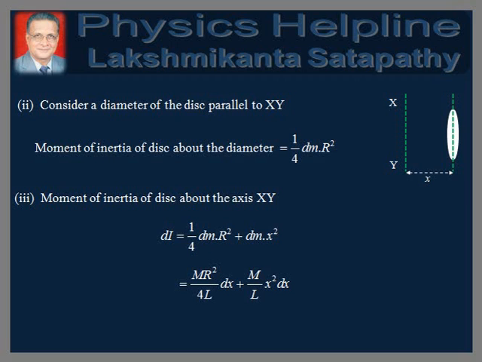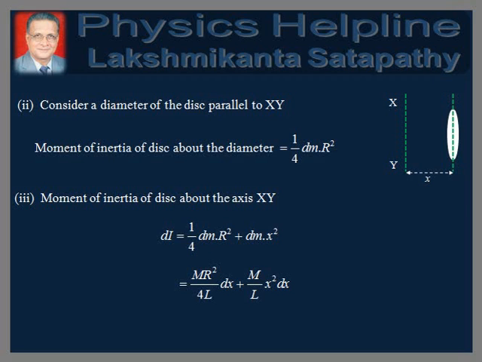In the second step, we consider a diameter of the disc which is parallel to the given axis. It may be noted that in the figure, the plane of the disc is perpendicular to the plane of the figure. Now, let us recall that the moment of inertia of a disc of mass m and radius r about its diameter is equal to 1 by 4 mr square. Therefore, in this case, it is equal to 1 by 4 dm into r square.